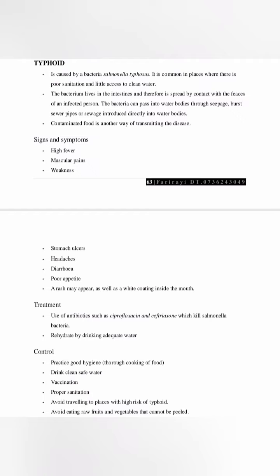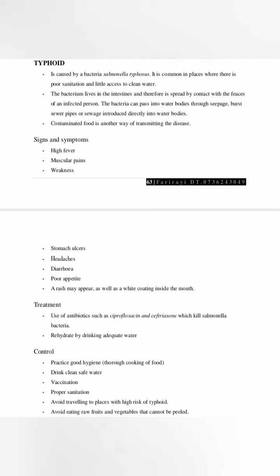So mostly it is moved from one person to the other through contact with the feces of an infected person. If there is no good sanitation, someone with typhoid relieves themselves anywhere, and their feces get into your water or your food, you get typhoid, right? So eating contaminated food or drinking contaminated water, you'll get this disease.